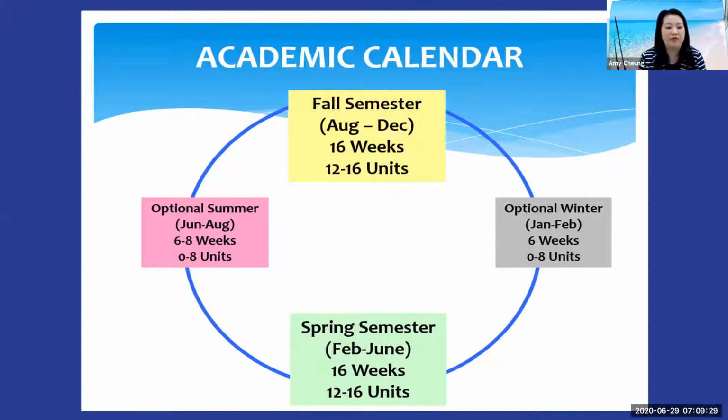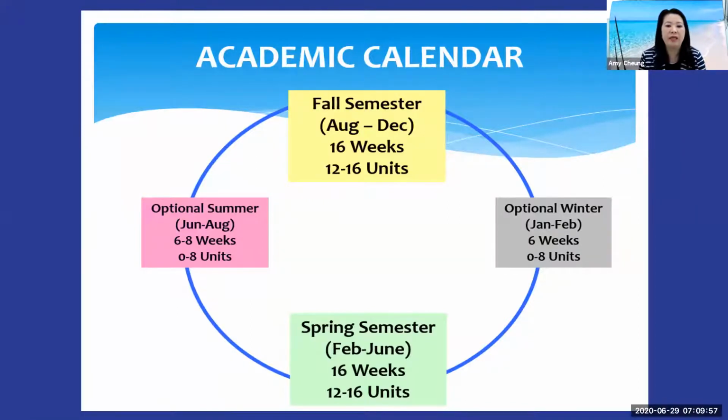And typically for the fall semester, we begin in August. And in this case, we begin on August 24th. That's the first day of fall semester, and it ends in the middle of December. So typically, a fall semester is between August to December for 16 weeks. Okay. After that, we have winter, and you see that winter is optional.